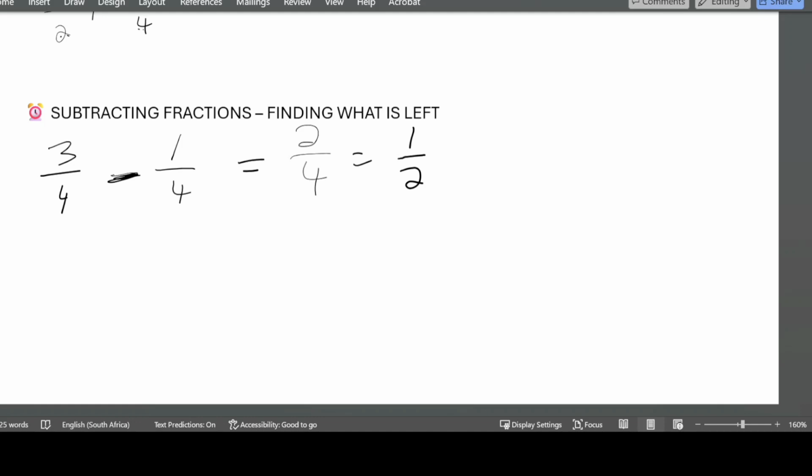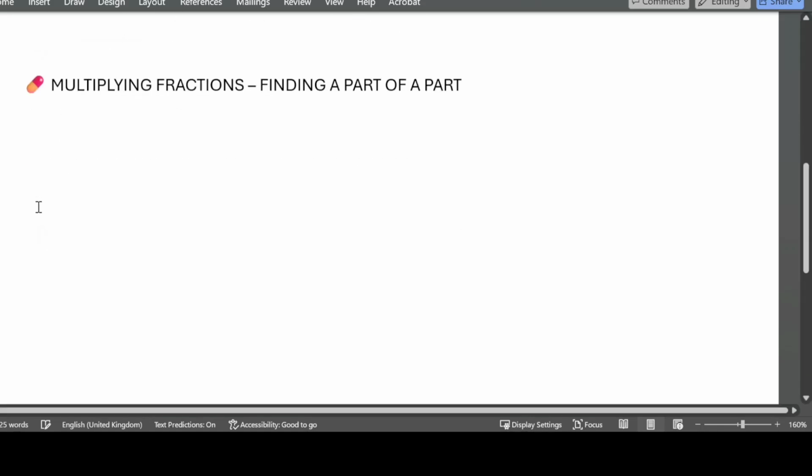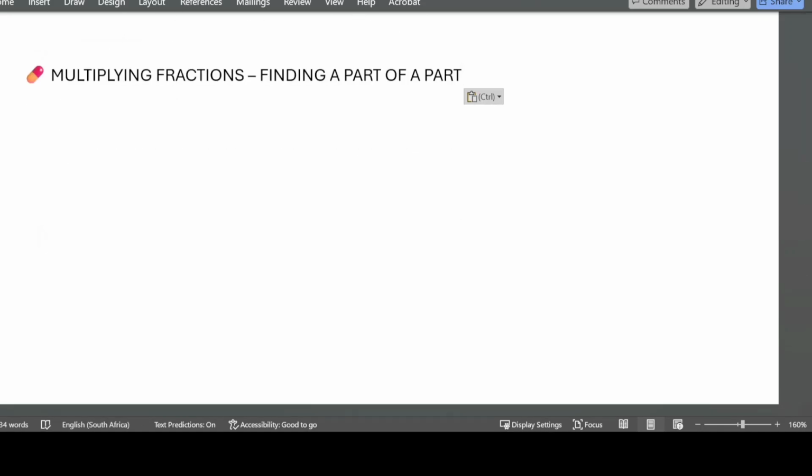Then why do we multiply? Then we have part 3, multiplying fractions, finding a part of a part. We multiply fractions when we want to find a part of a part. Imagine a doctor says, take half of 1/4 of a tablet.